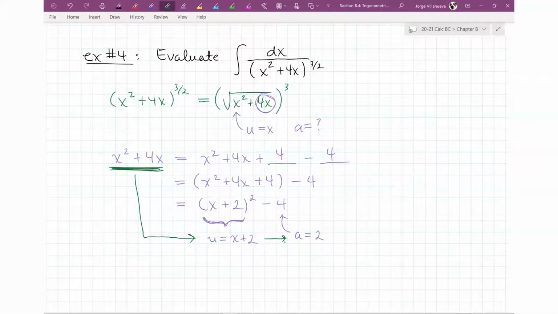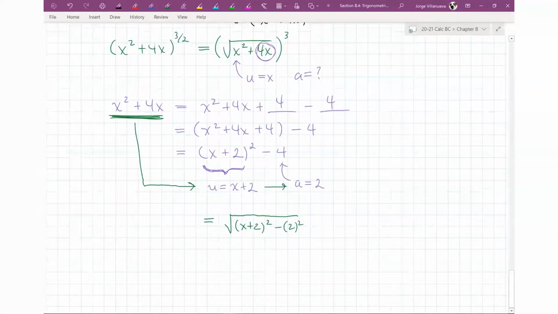Now I also want you to notice the function. I'm just going to put equals square root of x plus 2 squared minus 2 squared. Notice it's a u squared minus a squared situation. U squared, like this. U squared minus a squared. That's what's happening.